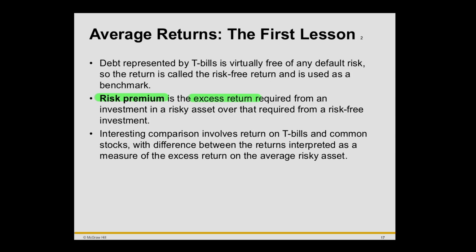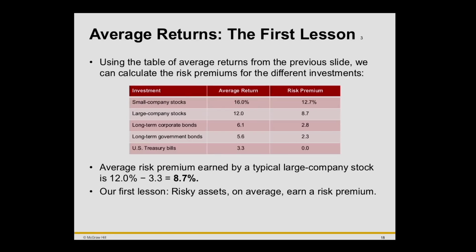Basically, we'll just subtract what we call the risk-free rate from the total return on risky assets. If that doesn't make any sense, let's go over to this table, and it should make a lot more sense. So if we have a risk-free rate that is 3.3%, why U.S. Treasuries? Well, because the U.S. government has never defaulted on a Treasury bill, or for that matter, a Treasury note or a Treasury bond.